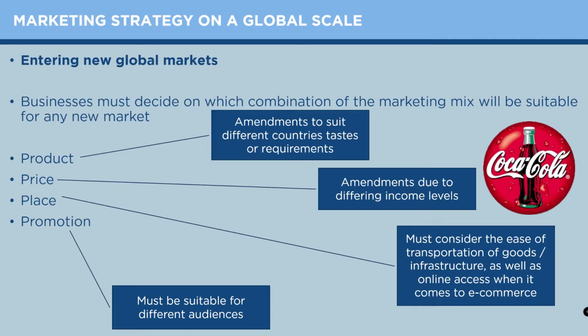Price is an obvious one. Price, you're going to have to make amendments due to differing income levels. That much is obvious. And so, obviously, a product that's sold for £500 in the UK, you can't just translate that straight over into different currencies. You have to take into account the cost of living. You have to take into consideration the amount of disposable income that people in different countries have. And so pricing obviously will have to be adapted.